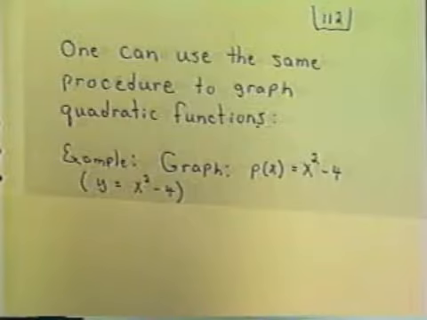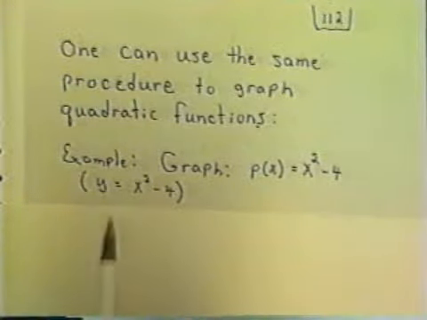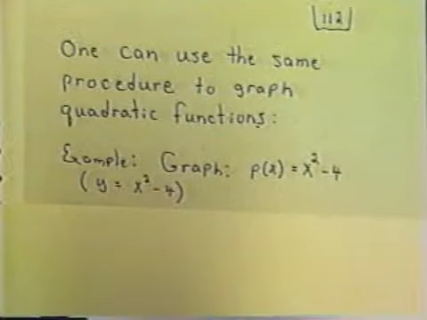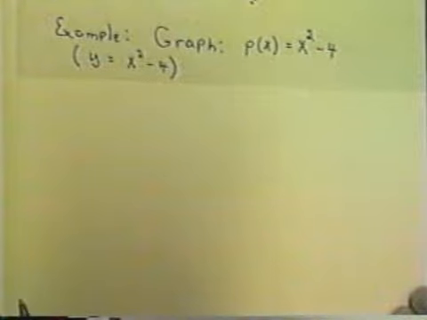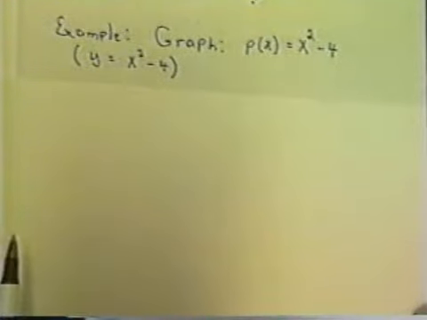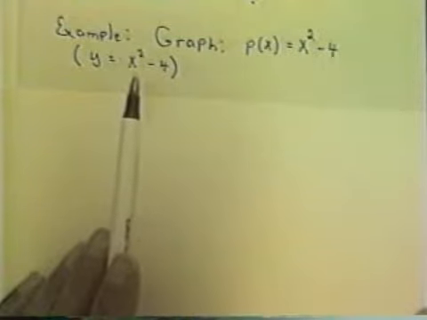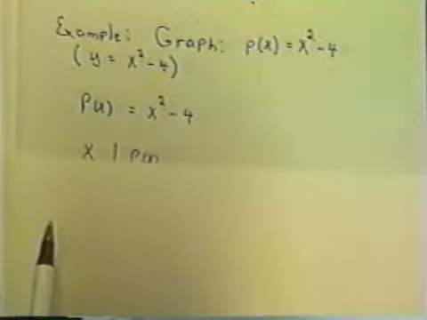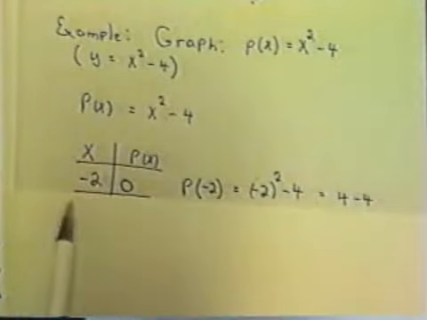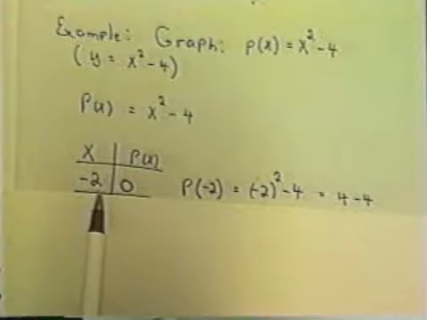The first step is to solve for y. Y is already solved for. So I'll move on to the second step. The second step is to make a table of values. To make a table of values, I need to choose values for x and evaluate to get y. So we'll let x be negative 2. We're going to start by just choosing values of x, and I'll start with negative 2.